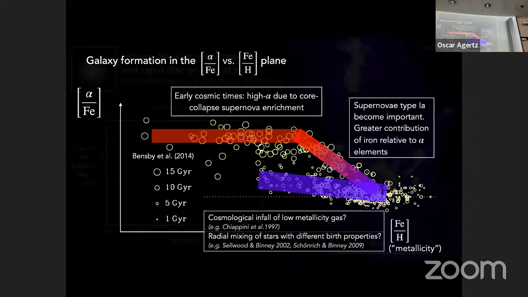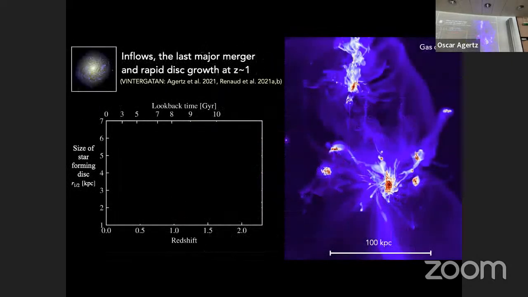Okay, so this is now a case study. What I'm going to do is show this Wintergatan simulation. I'm going to show you the size of the disk versus redshift. What we have now is the main galaxy, the early proto Milky Way, and this is quite small, 2 kiloparsecs. Then we have the last major merger up here. When you have this basically large-scale collapse, there's a lot of inflow of gas.